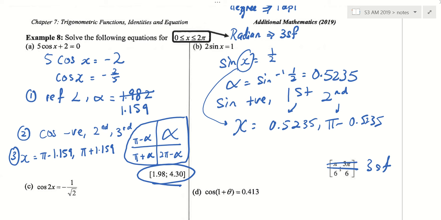C. C, I see some of you blank. Blank means cannot do or haven't done. Cannot do. Yeah, do the thing in the calculator and give me the 3SF answer. Okay? Now let's look at C now.